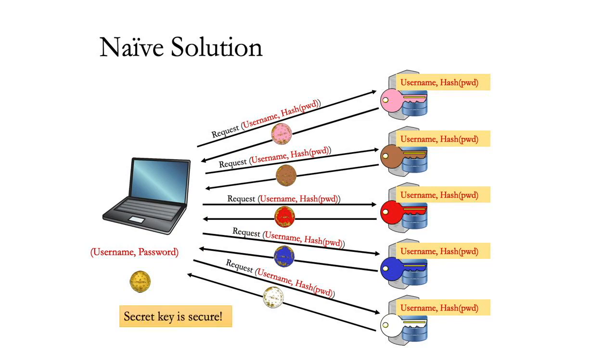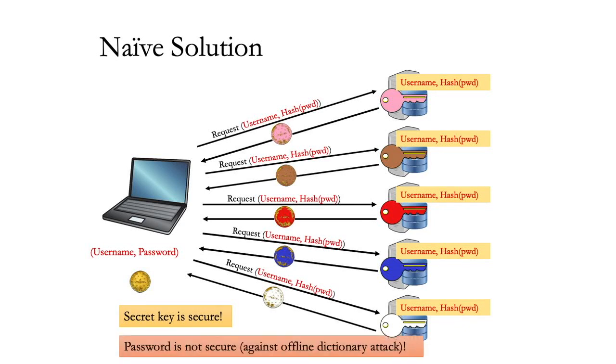In this case, the secret key is secure in the sense that if up to T-1 servers are corrupted, they cannot recover the secret key. That's a security guarantee by the NITTG. But the user's password is not secure against offline attack. Even if there is a single server corrupted, it can already try different possible passwords and see if there is a match. So this is not secure enough.